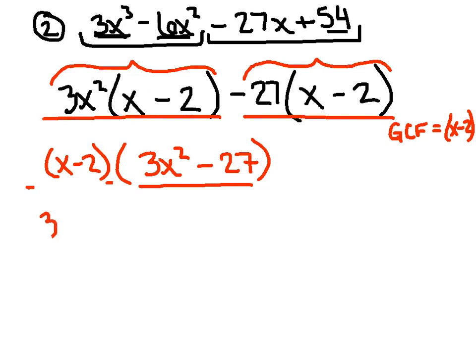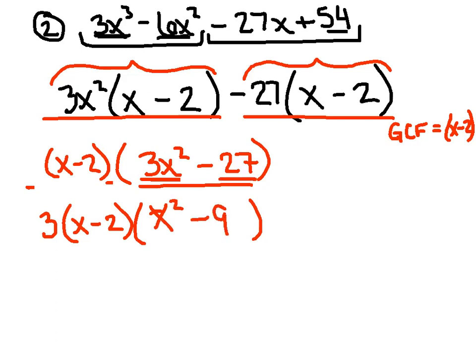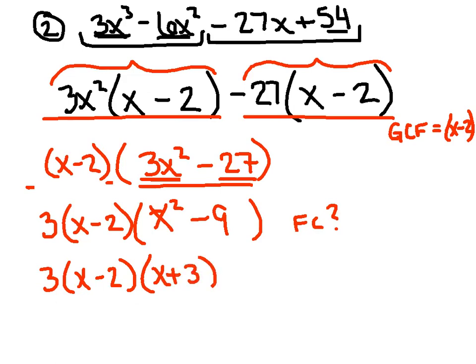So I'm going to say 3 times the quantity x minus 2, and now, let's see, 3x squared divided by 3 gives me x squared, and 27 divided by 3 gives me minus 9. And again, ask yourself, is this problem factored completely? Not quite. Perhaps you noticed the difference of two perfect squares. x squared minus 9 is going to turn into x plus 3 and x minus 3.